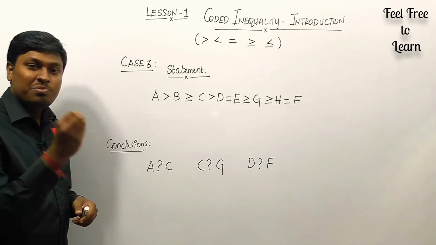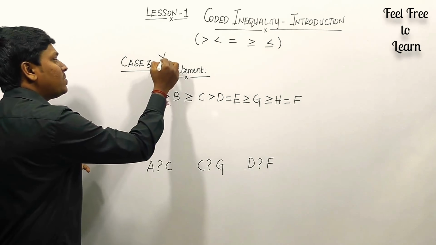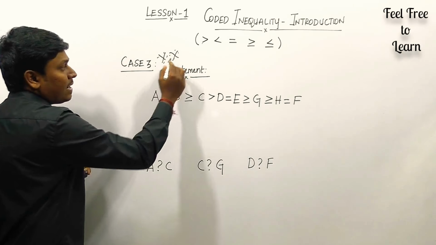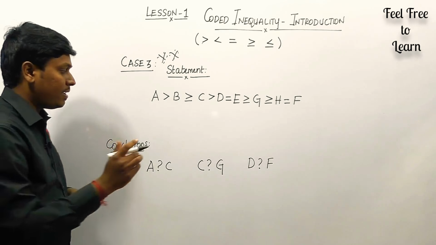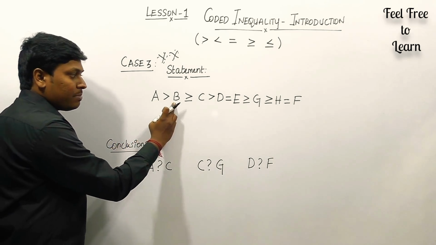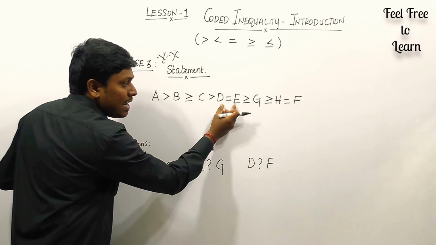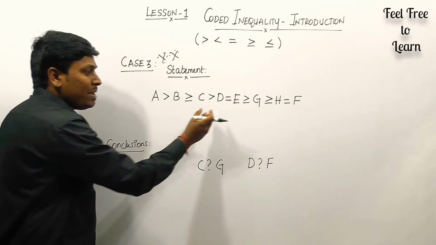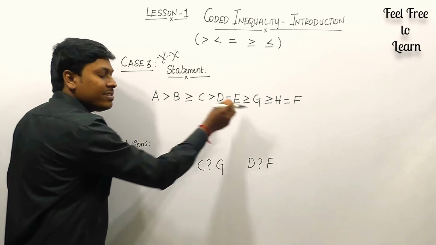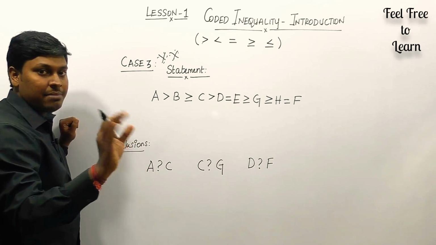Case number 3 is most important, where most of the students make a mistake again and again. Listen carefully. Case number 3 is A greater than B greater than or equal to C, C greater than D, and listen here, D and E both are equal. The meaning is, if D is 9, E is also 9. The meaning is D and E both are equal.